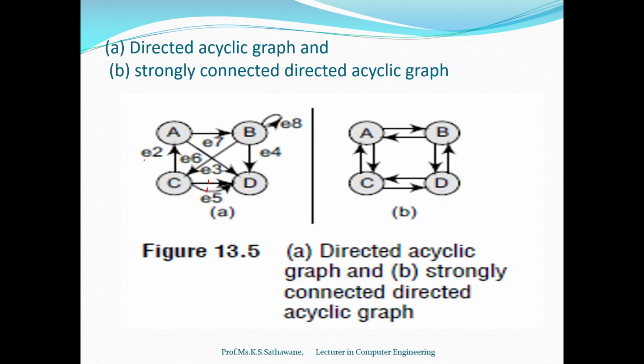So this is a directed acyclic graph and this one is a strongly connected directed graph. Now what do you mean by an acyclic graph? An acyclic graph is nothing but when you traverse that graph, when you follow the directions given from node to node, it is not going to complete the loop. Such a graph is called an acyclic graph.